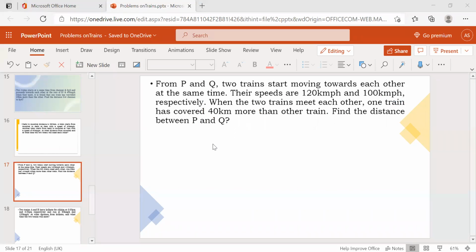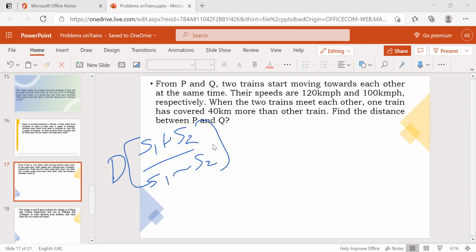What's the formula? D into S1 plus S2 by the difference of S1 and S2. See, instead of remembering these formulas, we can solve by the traditional method the easy way. Anyhow, I need to give the formulas also, that's why I'm giving them to you.